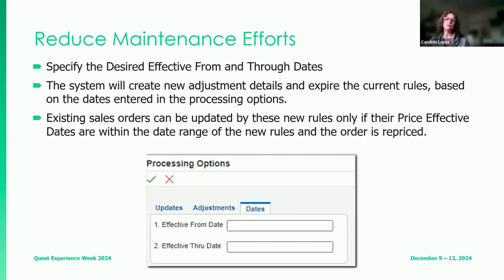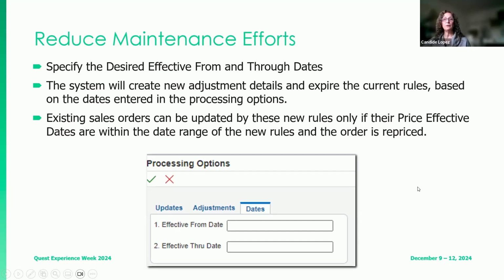As I mentioned a minute ago, the system is going to create new adjustment detail records, but it's also going to expire the current rules based on the dates that are entered in these processing options. So let's say you're planning a price adjustment and you don't want it to take effect until the end of the year. Your effective from date would be January 1st, 2025. You can leave the through date blank and it will default as it normally does to 12/31/2040. But when it's adding the new price adjustment detail rule starting on 1/1, it's going to expire the related adjustment detail records on 12/31/2024. So it backs up a day and expires the old records.